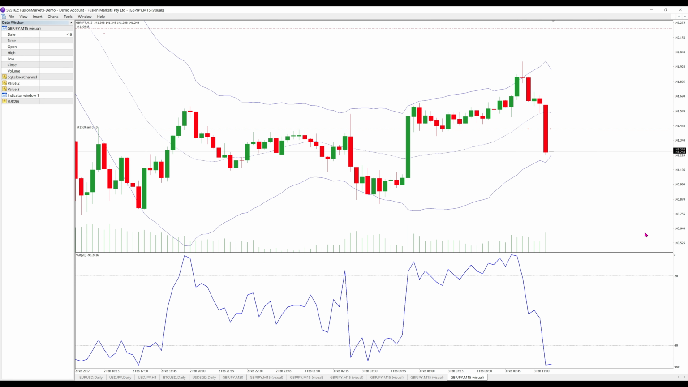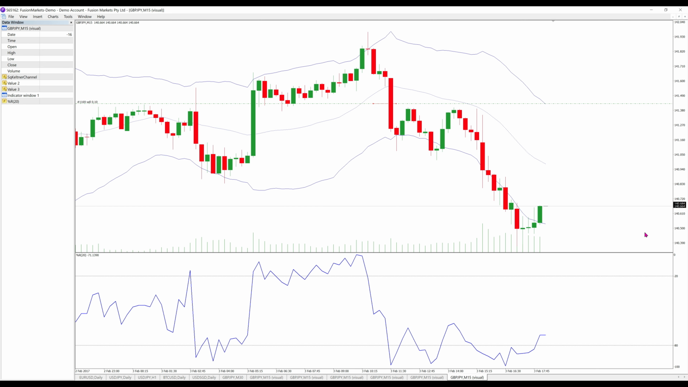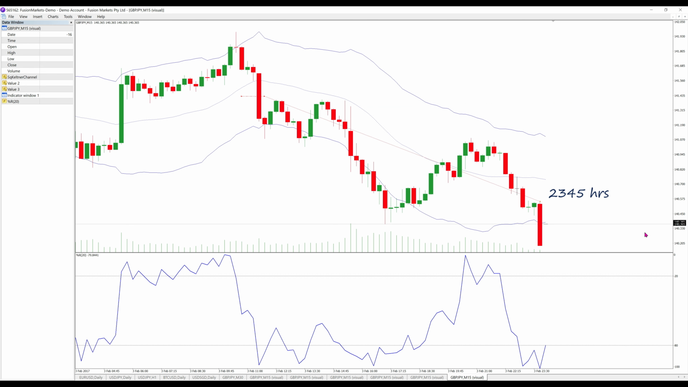For shorts, you want an open above the upper Keltner channel, which just barely happened here, and the Williams percent range has to cross below -20. We rode the intraday downtrend until the 23:45 exit.